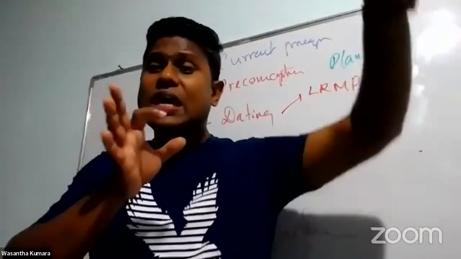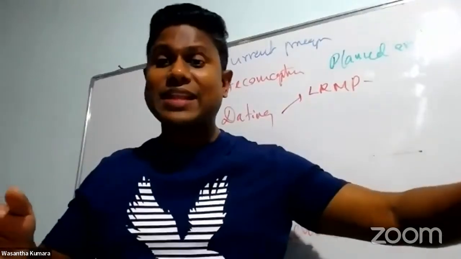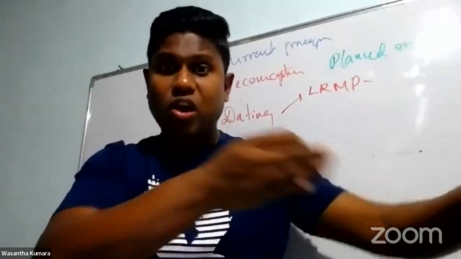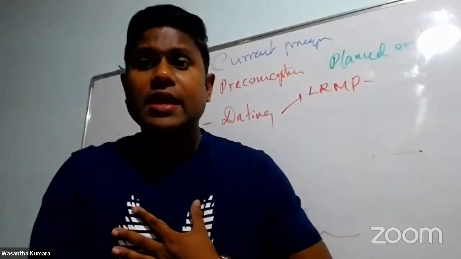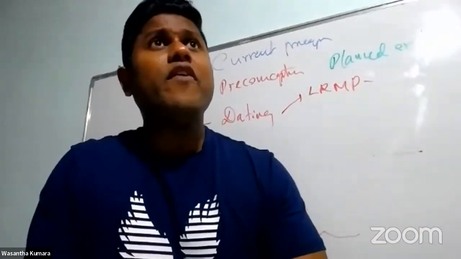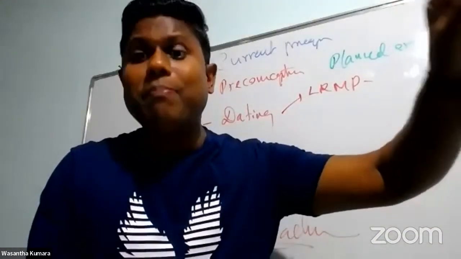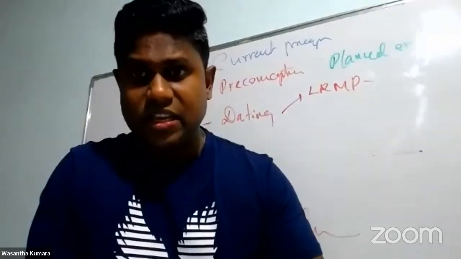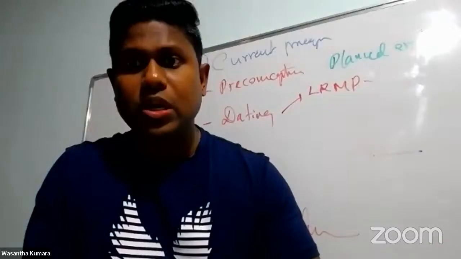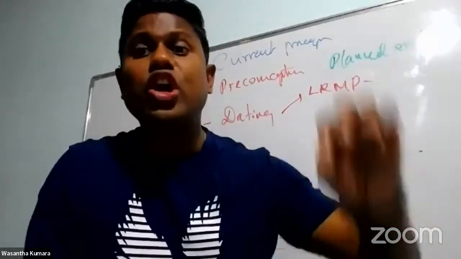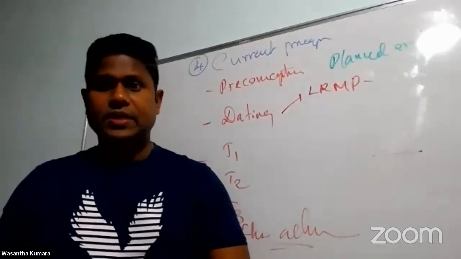What was the first day of the last menstrual period? It means the first day of the last menstrual period. Say, for example, a patient is now coming with pregnancy. She had her last period on November 3rd. She started bleeding on November 3rd and the bleeding stopped on November 7th. So which day do you have to take? November 3rd or 7th? First day of last menstrual period. That means November 3rd. Her LRMP is November 3rd. Something like that.